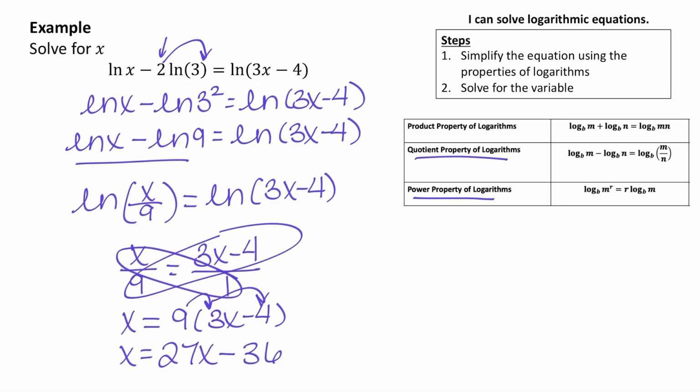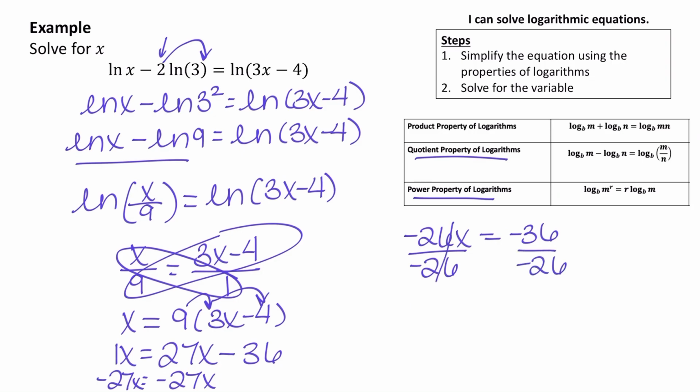So now we just need to solve this equation for x. So I can do that by subtracting 27x from both sides, so I can gather all my variables together. Remember this x is a 1x, so 1x minus 27x is negative 26x. So I have negative 26x equals negative 36. And now what I need to do is I need to solve for x. So I'm going to divide both sides by negative 26.